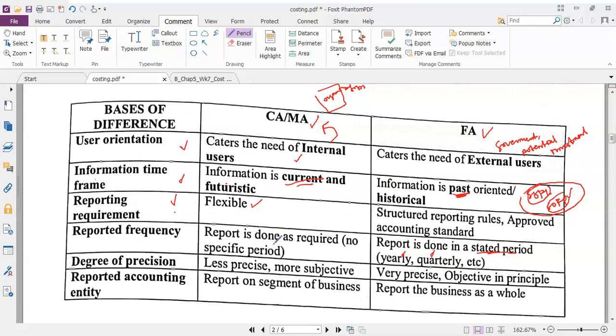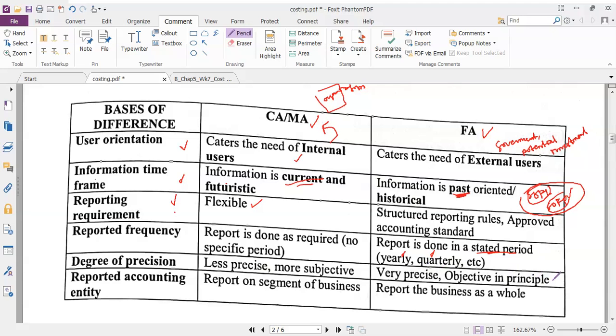Okay. Kalau cost accounting ni dia tak kisah. Kalau nak buat hari-hari pun boleh buat report. But kalau financial accounting based on yearly, quarterly ataupun half yearly. So, itu pada reported frequency. Next is degree of precision. Kalau degree of precision ni, ketepatan dia less precise lah, sebab dia more subjective. Cost accounting ni reporting dia lebih subjective. But for financial accounting, very precise, objective in principle.